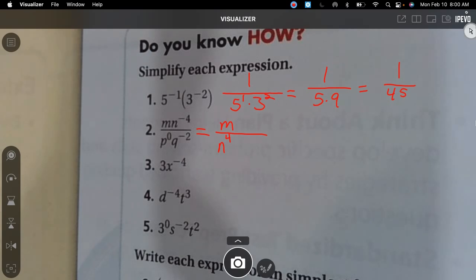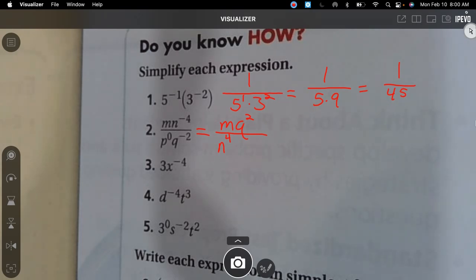Do I move the p? Think about this. What is p to the 0? 1. Do I need to write the number 1? You could, if you wanted to write 1 times that, you can. But do you ever need that number 1? It's an understood 1. So I'm not going to write the 1. And then q to the negative 2, I'm going to move it, and it comes up here, and it's q squared. That's it. Done with that one. There is nothing to figure out. That's your answer.